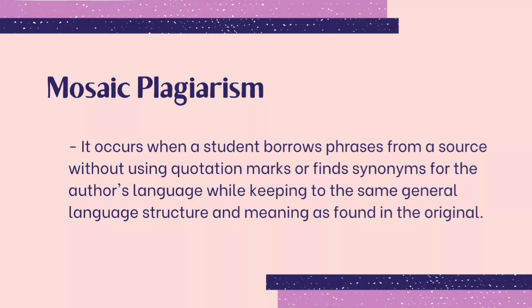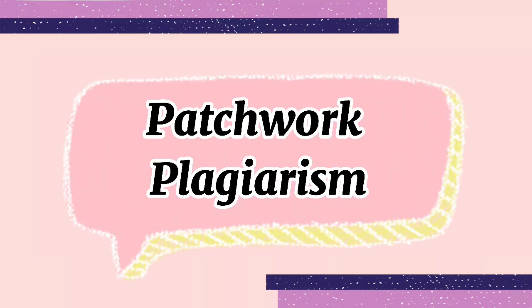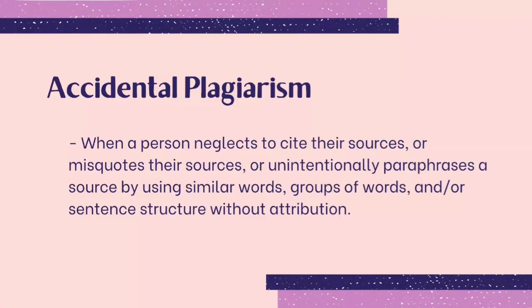The next one is mosaic plagiarism. This type of plagiarism happens when a student borrows phrases from a source without citing, or finds synonyms for the author's language while maintaining the same general language, structure, and context of the original. It is also known as patchwork plagiarism, and it is intentional and dishonest. Lastly, accidental plagiarism. When a person neglects to cite their sources, or misquotes their sources, or unintentionally paraphrases a source by using similar words, groups of words, and or sentence structure without attribution.